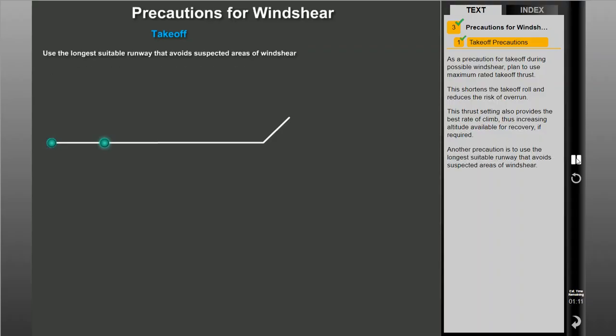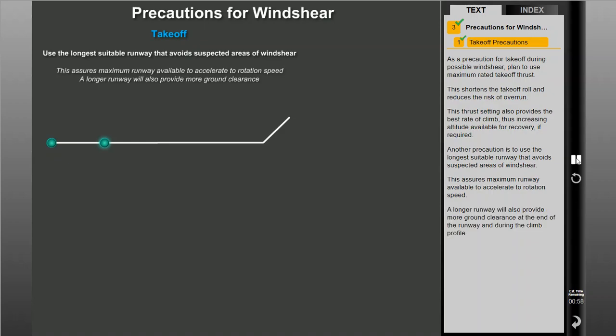Another precaution is to use the longest suitable runway that avoids suspected areas of wind shear. This assures maximum runway available to accelerate to rotation speed. A longer runway will also provide more ground clearance at the end of the runway and during the climb profile. Should the decision be made to reject the takeoff, a lengthy runway provides a greater distance to stop the airplane.